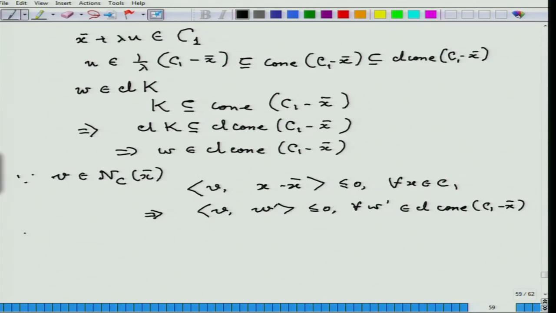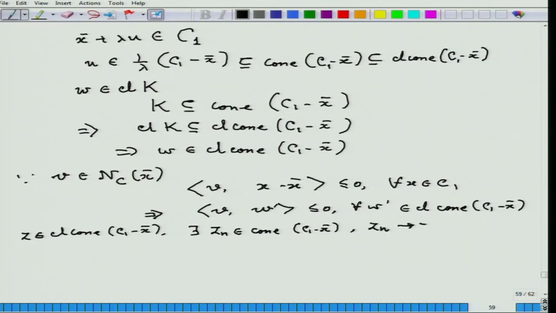Let me see what happens. Take z an element of the closure of the cone of C 1 minus x bar. So, there exists z n in the cone of C 1 minus x bar such that the sequence z n is converging to z. Now, z n can be expressed as some lambda n times (x n minus x bar), because it is in the cone of this, where x n is an element of C. Now, since C is closed, and z n is converging to z, x n must converge.